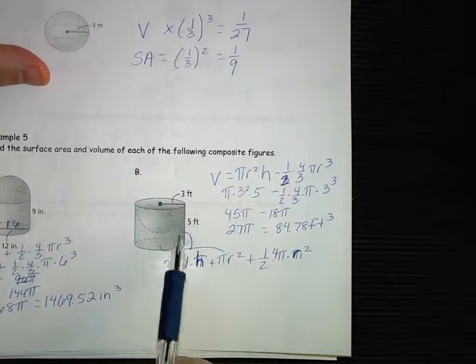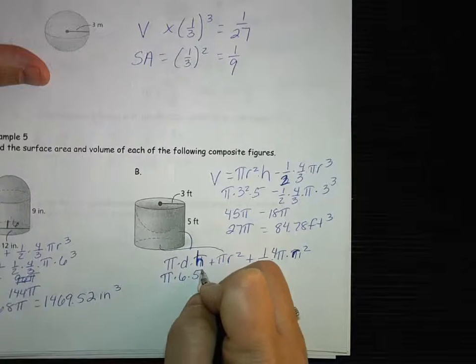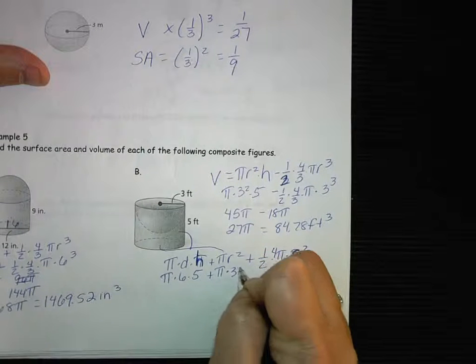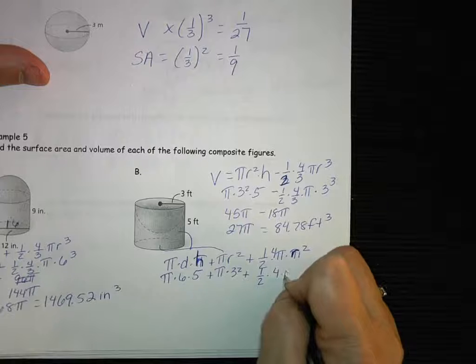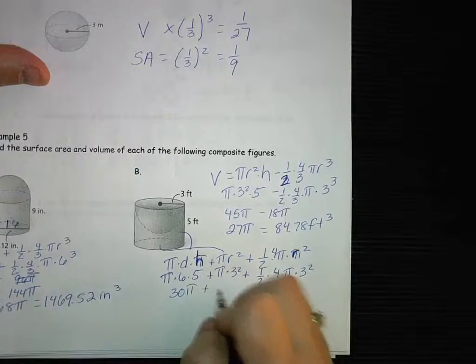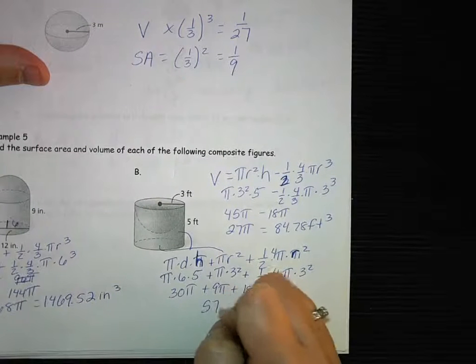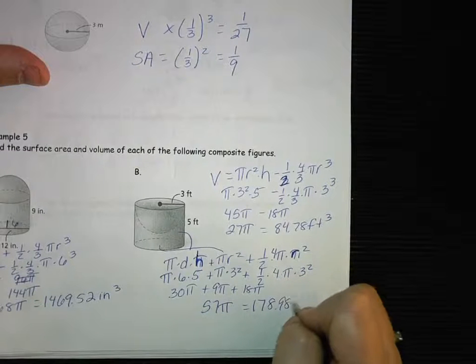So our lateral area is pi times the diameter, which is 6, times the height, which is 5. The bottom base is pi times 3 squared. And then we have a half of a sphere, which is 1/2 of 4 times pi times 3 squared. So 30 pi plus 9 pi plus 18 pi ends up being 57 pi. And if you like that as a decimal, 178.98 square feet.